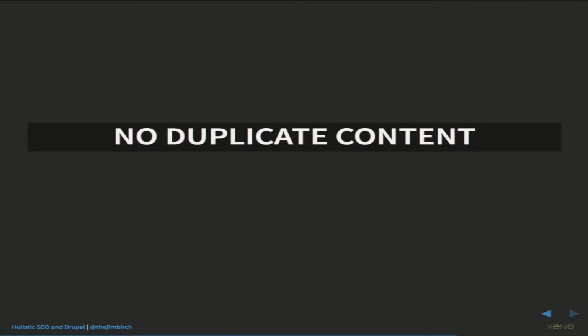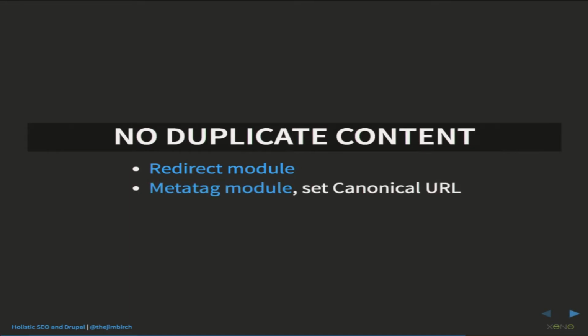Don't have any duplicate content on your site. Redirect module is fantastic. If you change the title of a piece of content in Drupal, the path auto can change also. So you want to have the redirect module to make sure that the old URL redirects to the new URL. The meta tag module, you can set the canonical URL. So if this piece of content is used in multiple places or it has different URLs on the site, you want to set the primary one.